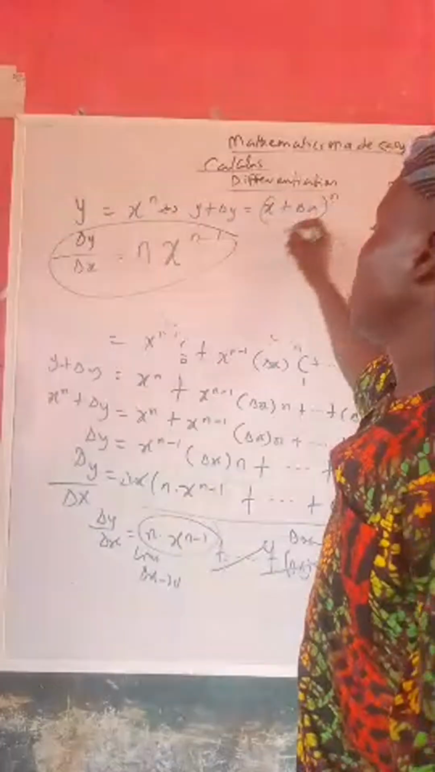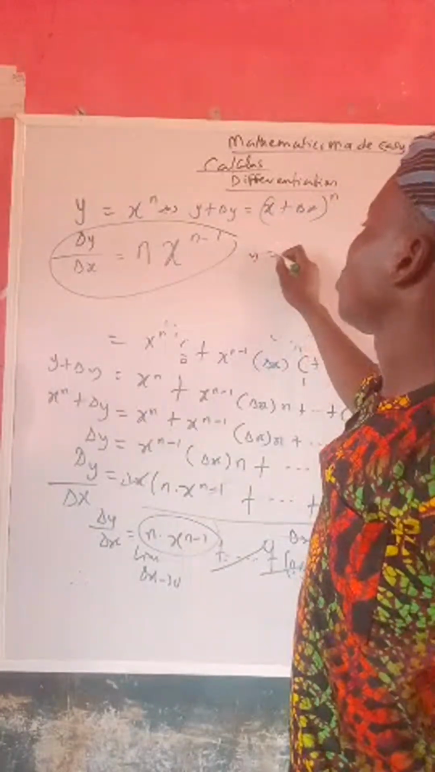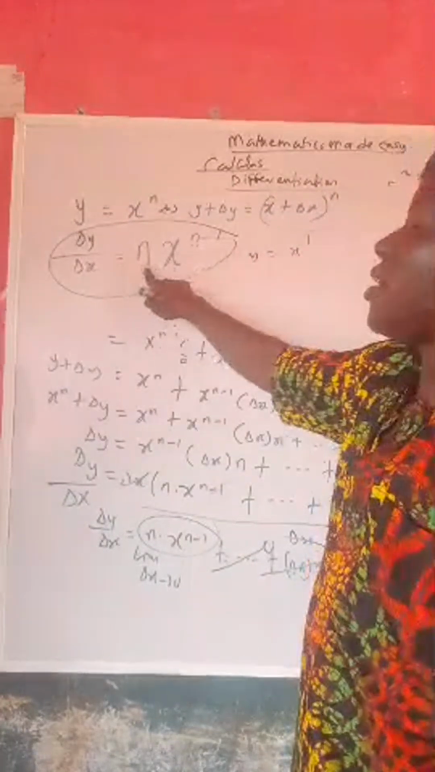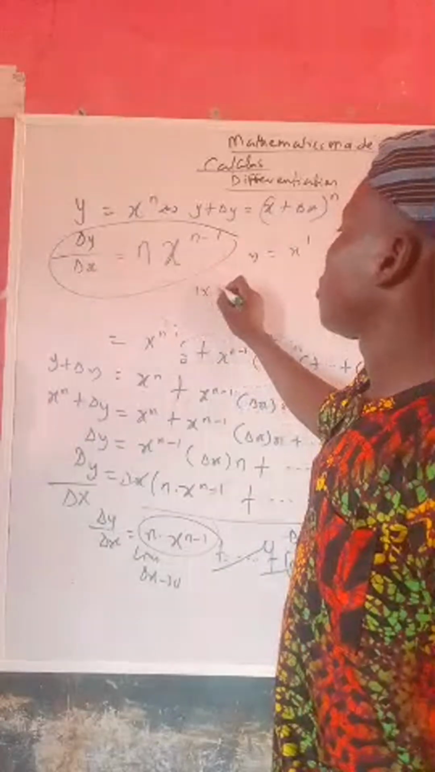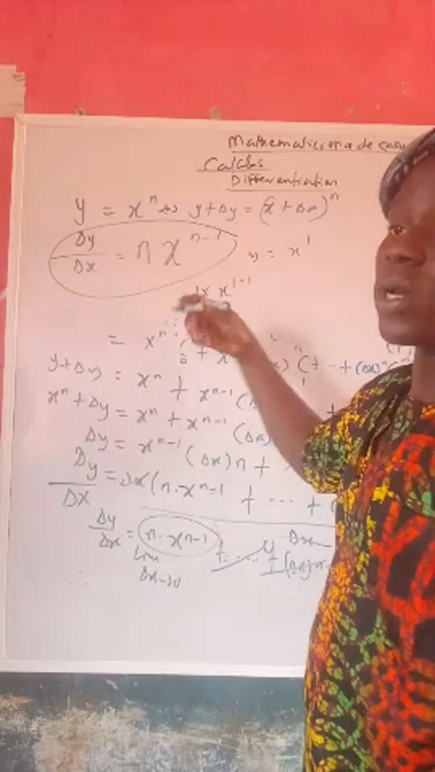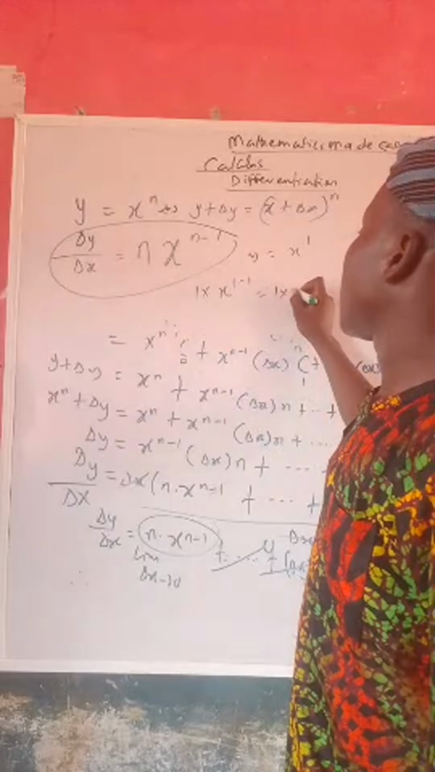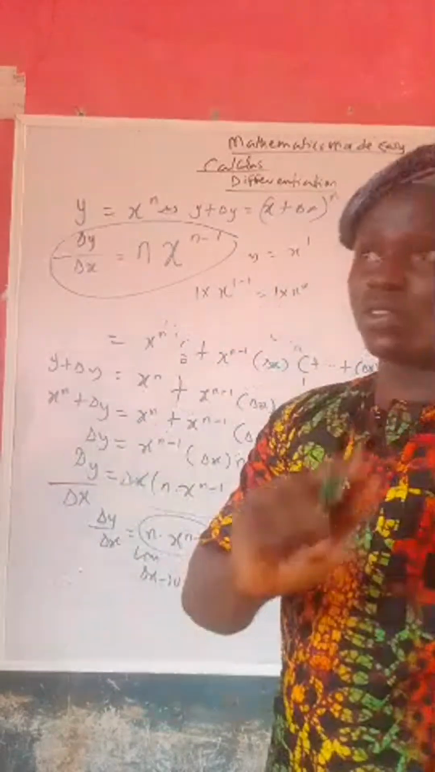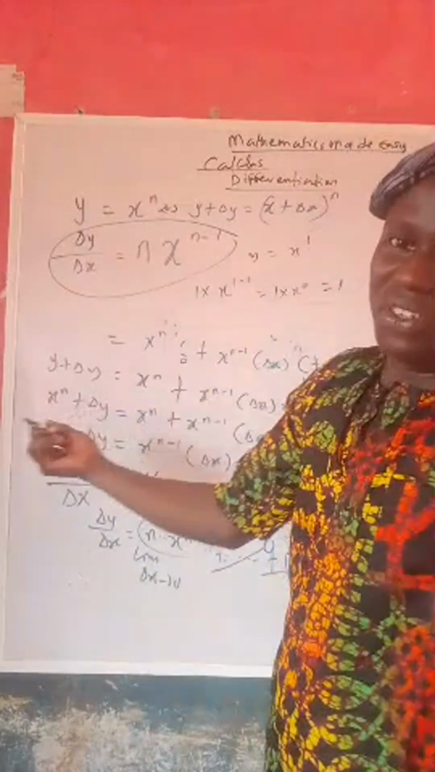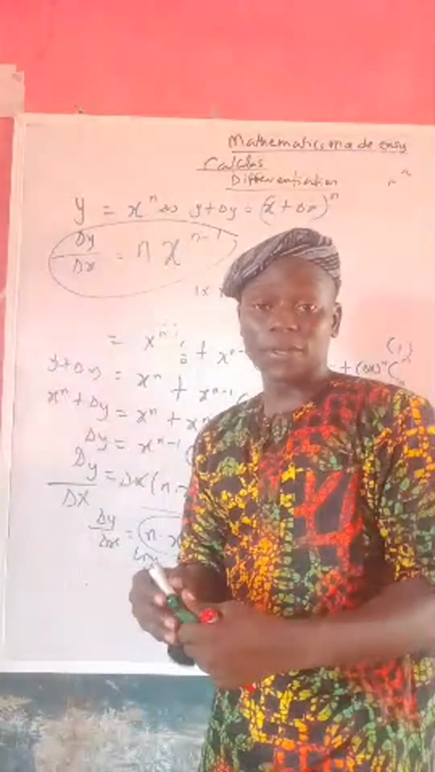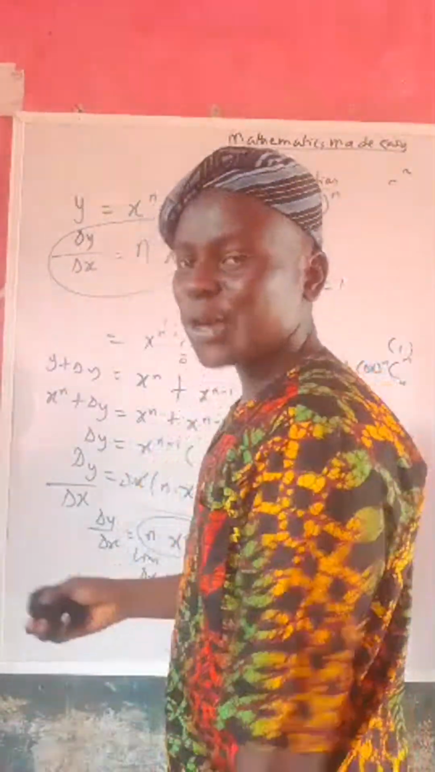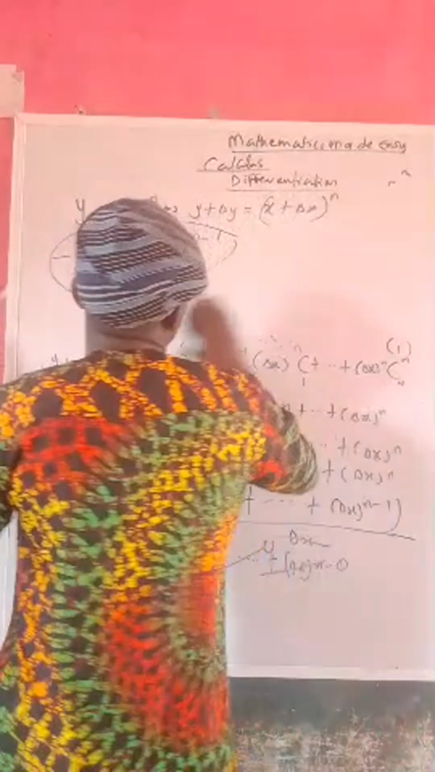You can start with y equal to x. This is raised to the power of 1. Use n to be 1. We have 1 multiplied by x raised to the power of 1 minus 1. 1 minus 1 is 0. So we have 1 times x raised to the power of 0, and x raised to the power of 0 will give us 1. So we have 1. We differentiate x, we have 1, using that formula. I hope we are getting it.